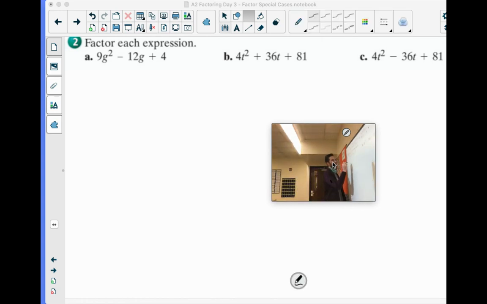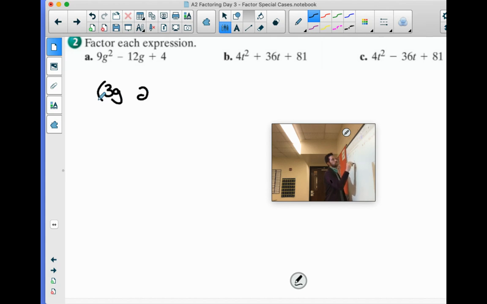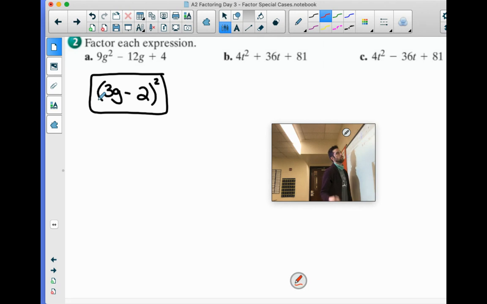All right, square root of 9g squared is 3g. Square root of 4 is 2. We get a minus in the middle because that first symbol is a minus. Square root of 4t squared is 2t. Square root of 81 is 9. First symbol is a plus.